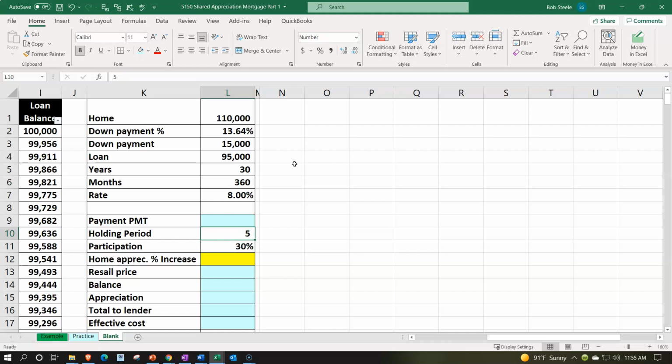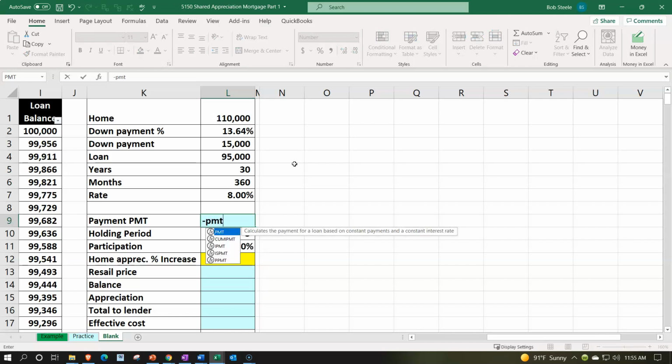So that's going to be our starting points. Let's calculate our payment calculation. Same straightforward payment calculation. Negative PMT, shift 9. We're going to have the rate. The rate's going to be that 8%.